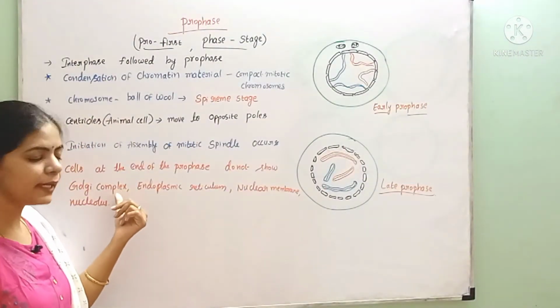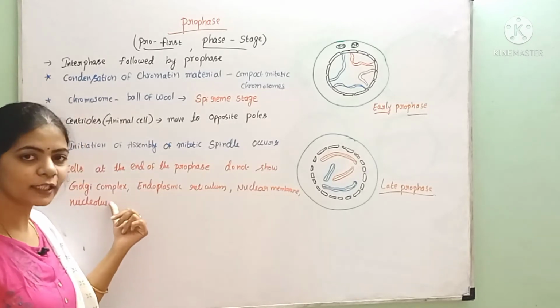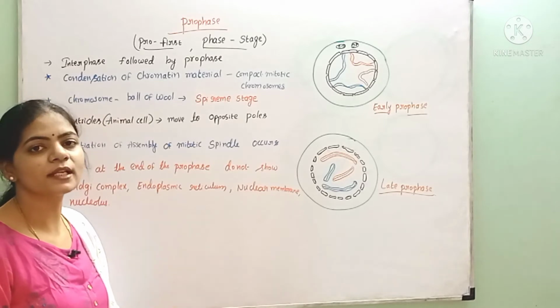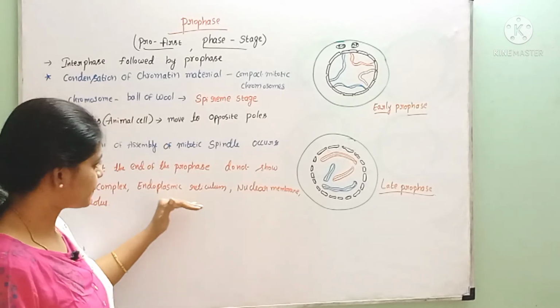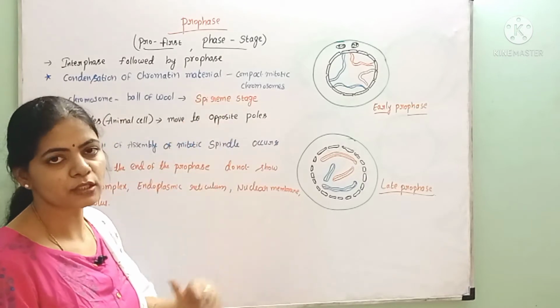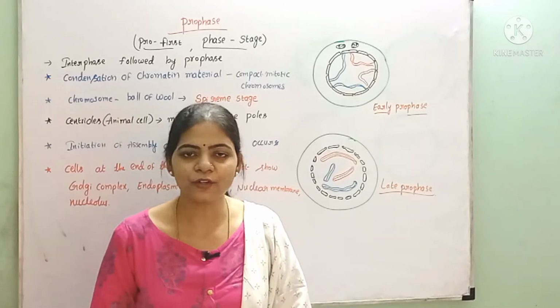And then at the end of this prophase, several cell organelles like the Golgi complex, endoplasmic reticulum, nuclear membrane, and nucleolus are not seen in the cell. This is about the several features shown in the prophase, and in the next video we are going to study about metaphase.